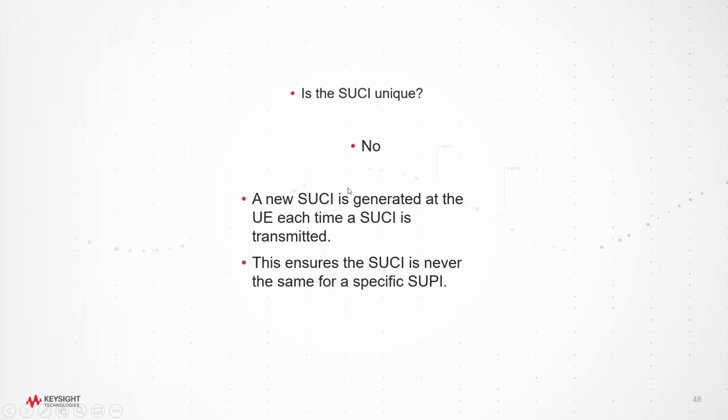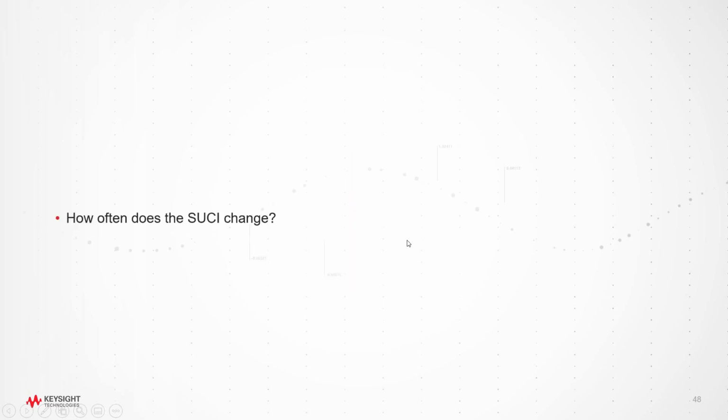And the answer is no, okay? A new SUCI is generated at the UE each time a SUCI is transmitted. This ensures that the SUCI is never the same for a specific SUPI, okay? So the second question we asked is, how often does this SUCI change? And we just answered that. The answer is, it changes every time the SUCI is sent. It's going to change, okay? Every single time it is sent. That is how it works in 5G.